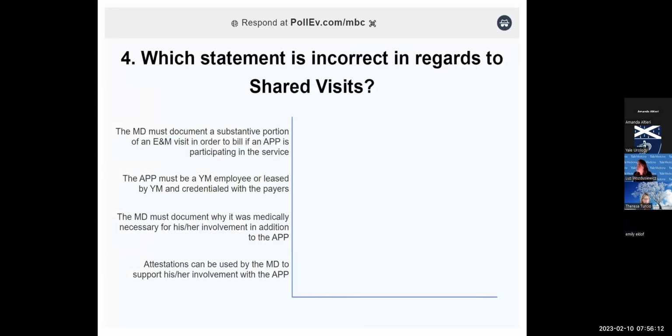Okay, so the next topic is shared visits. So this is our fourth poll. Which statement is incorrect in regards to shared visits? 1, the MD must document a substantive portion of an E&M visit in order to bill if an APP is participating in the service. 2, the APP must be employed and leased by YM and fully credentialed with the payers. 3, the MD must document why it was medically necessary for his or her involvement in addition to the APP. And 4, attestations can be used by an MD to support his or her involvement with the APP. So we're looking for the inaccurate statement here.